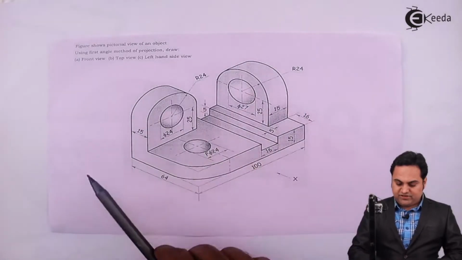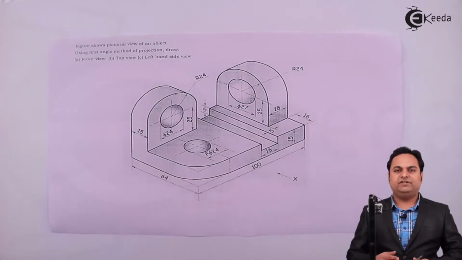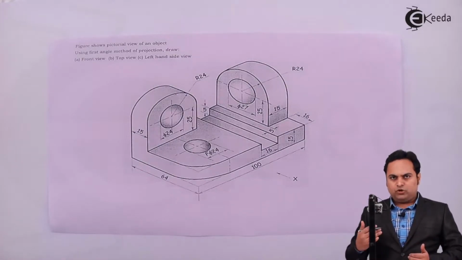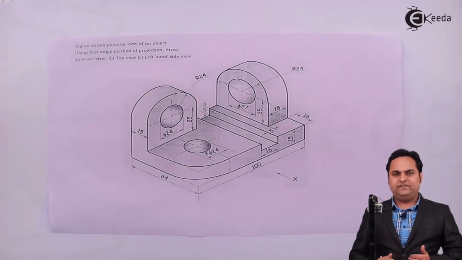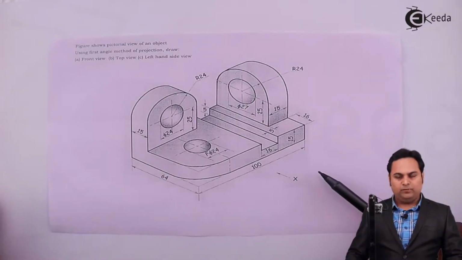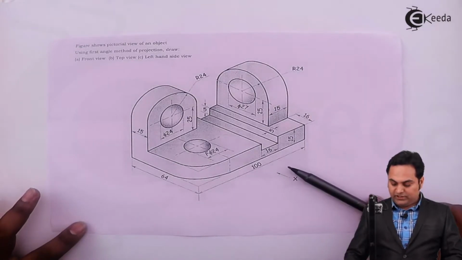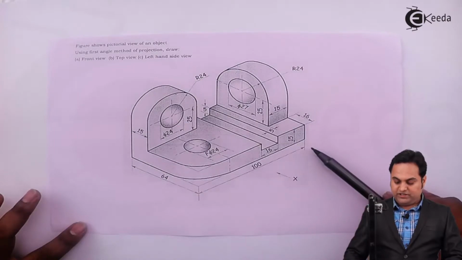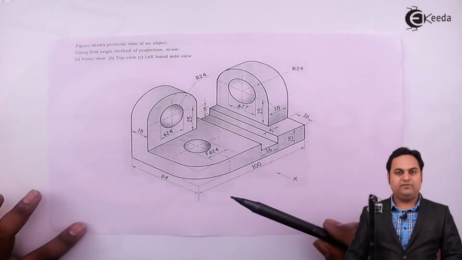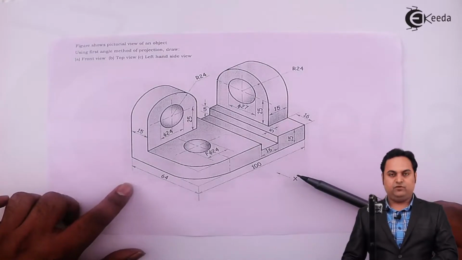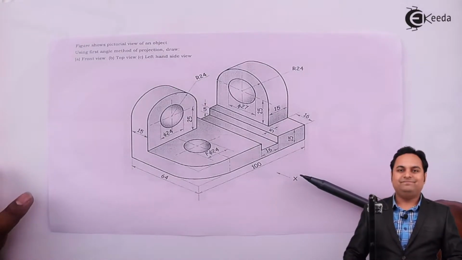The diagram which is given to us is a 3D figure, a three-dimensional object. For this object, we have to draw front view, top view and left hand side view. Now front view will be drawn looking along this direction X, which is given in the problem, and by looking into this direction we can say that the length of the object and the height of the object will be visible to us, but in this direction the width of the object, which is 64, will not be visible.